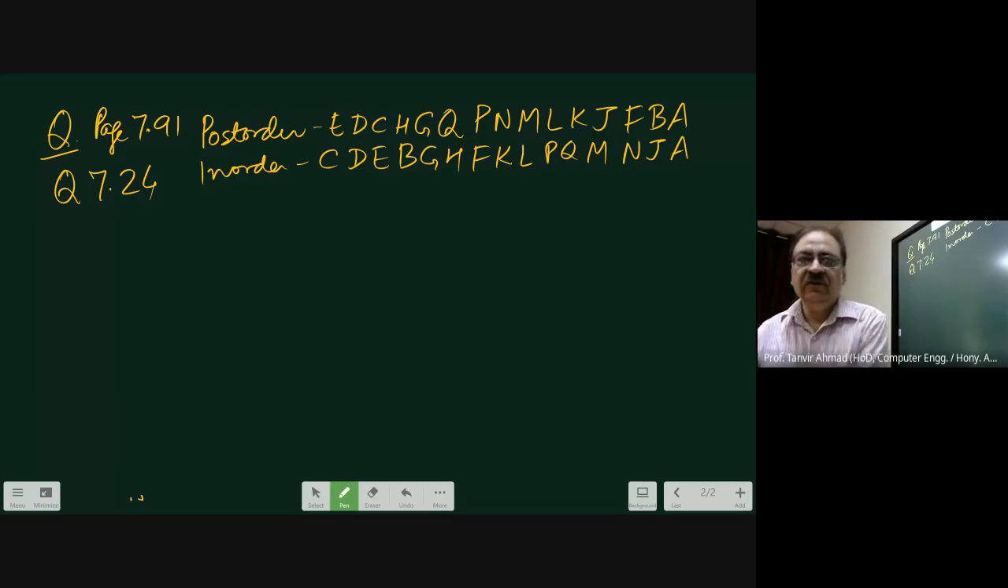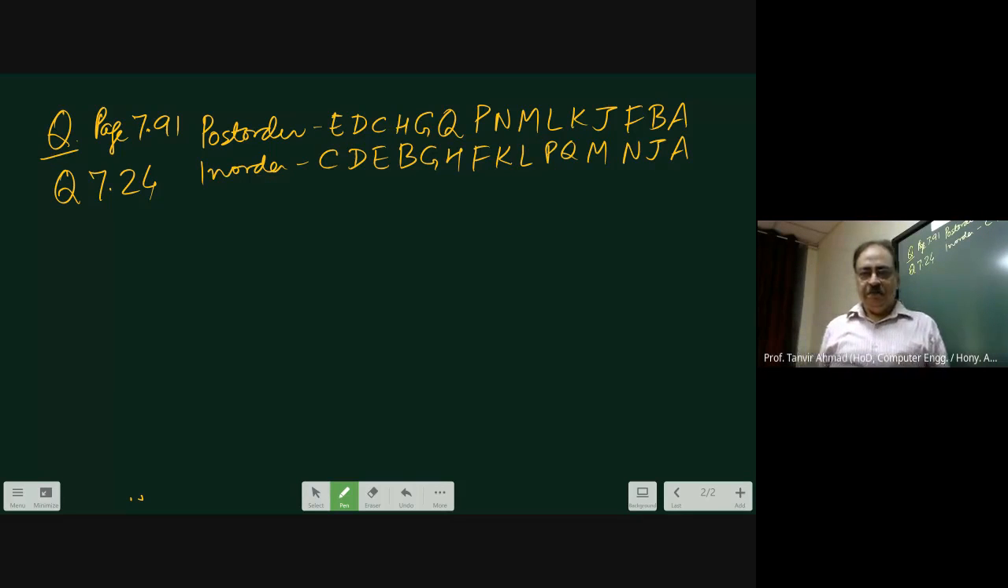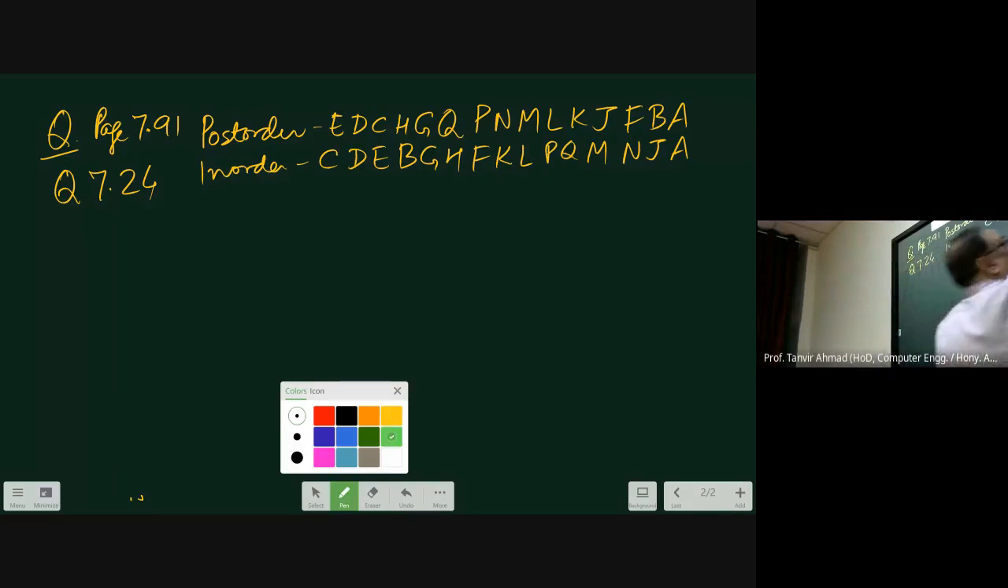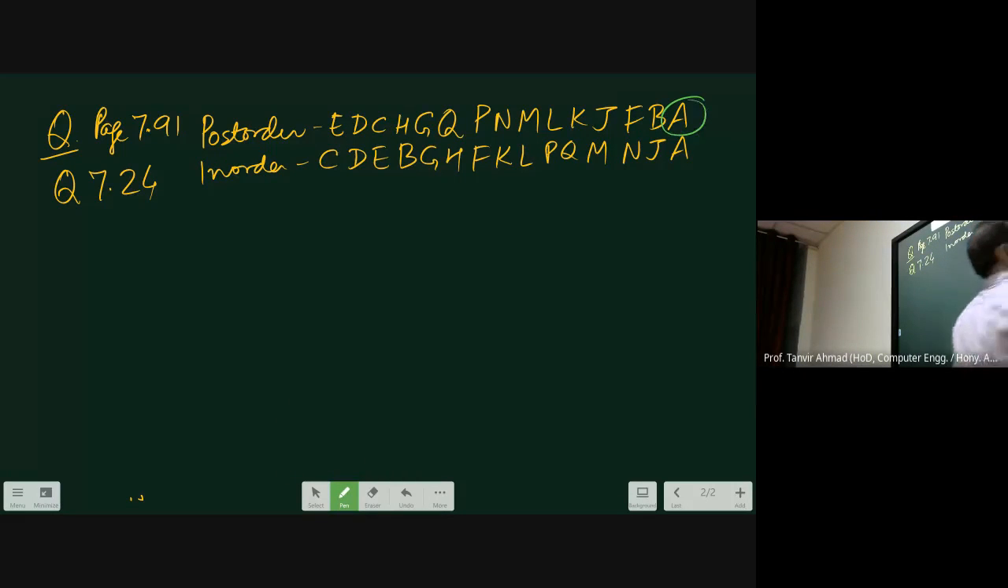Okay. Now this is a question, and let me solve this. If you understand this one, I can think that you have understood this concept, because this is a little tricky. Now you know that when we are going to do a post order, the last one becomes the root. Now in this case, you find that this is the last node, and A becomes the root.